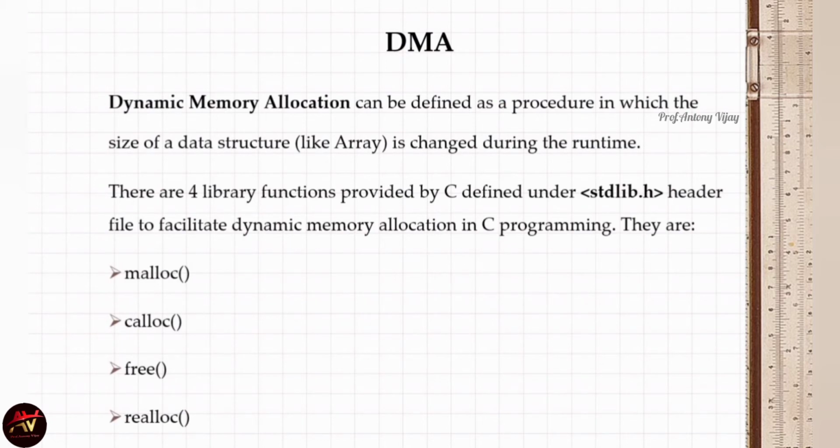In DMA, we have 4 important predefined functions: malloc, calloc, free, and finally realloc. These 4 library functions are available in stdlib.h, the standard library header. Without this header file, these 4 functions are invalid, so we have to include this header file before using them. Let me go through them one by one.